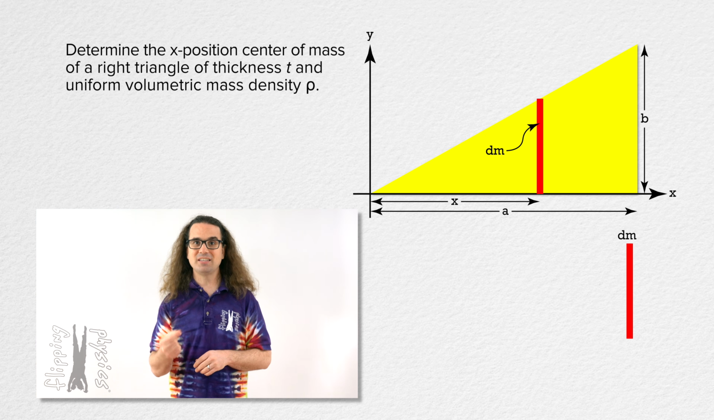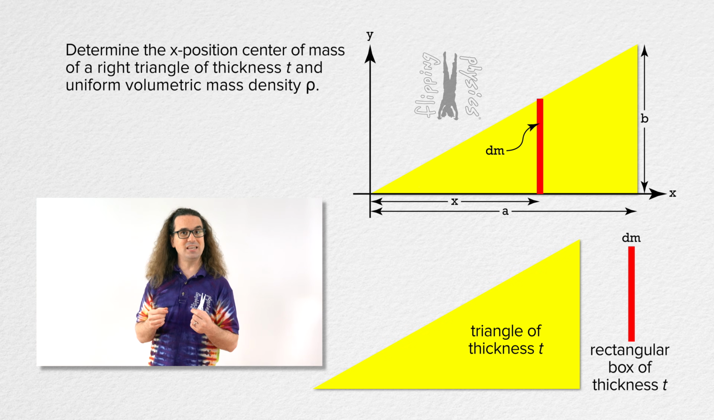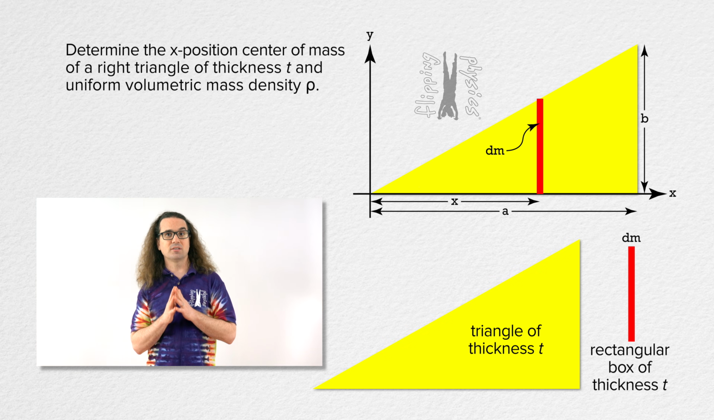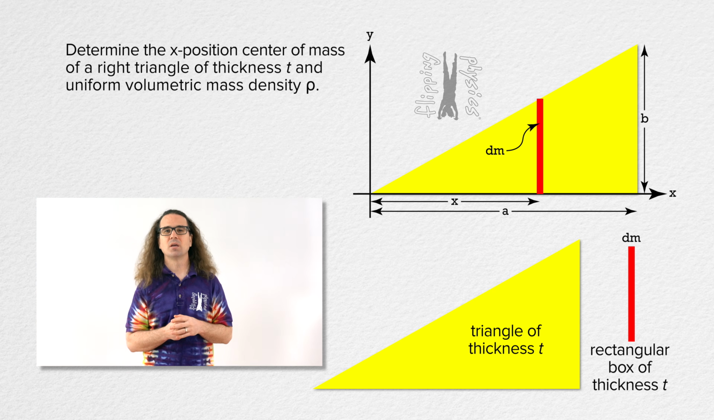Again, the shape of dm is a rectangular box. The shape of the triangle is a triangle of thickness t. Notice those are not the same. The shape of the pieces which make up the object are often different than the shape of the object itself. So again, the shape of dm is a rectangular box.